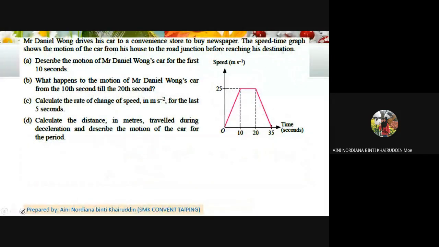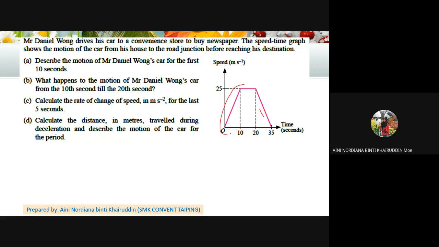Okay, example 2. Mr. Daniel Wong drive his car to a convenience store to buy newspaper. The speed time graph shows the motion of the car from his house to the road junction before reaching his destination. Ni dia bukan patah balik ya. Okay, describe the motion of Mr. Daniel Wong's car for the first 10 second.